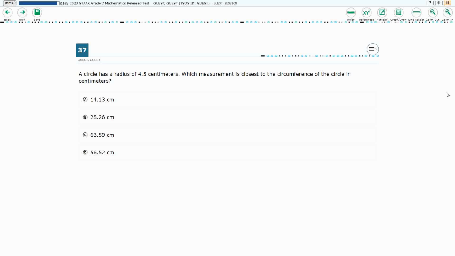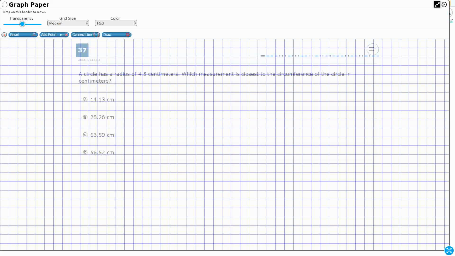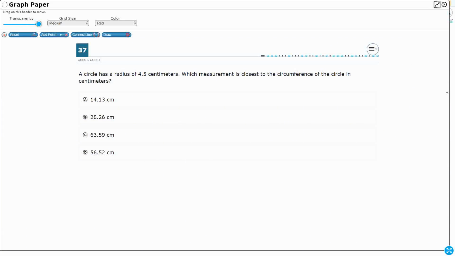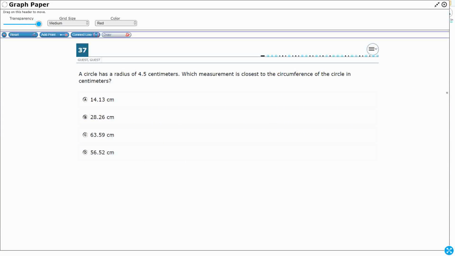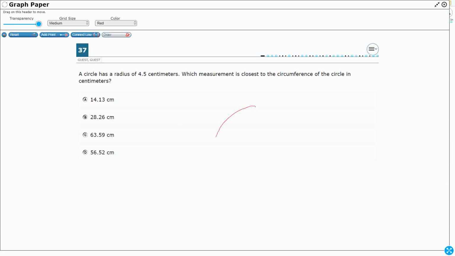So we have a circle, radius of 4.5, and we need to find the circumference. Well, let's draw a visual real quick just so we can have something to reference. So I'm going to attempt to draw a nice circle. It's not going to be perfect, so let's just pretend it is circular. So we know we have a center point here, right?